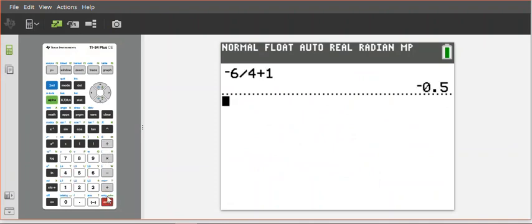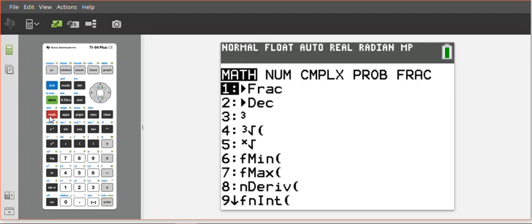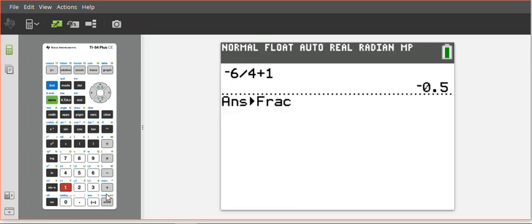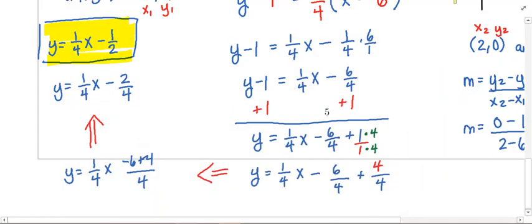It's going to give you a decimal. So then what you do is hit this math button, see where my cursor is? Option 1 is to change something to a fraction. So hit option 1, and it'll give you the fraction that you're looking at. So that's a really useful calculator tool to convert any decimal to a fraction. Just go to math, option 1 to convert to a fraction.